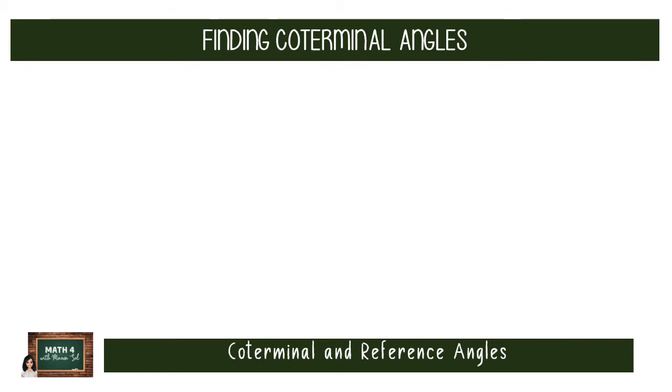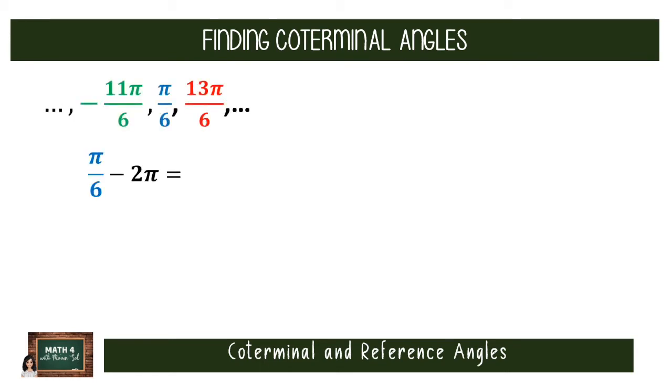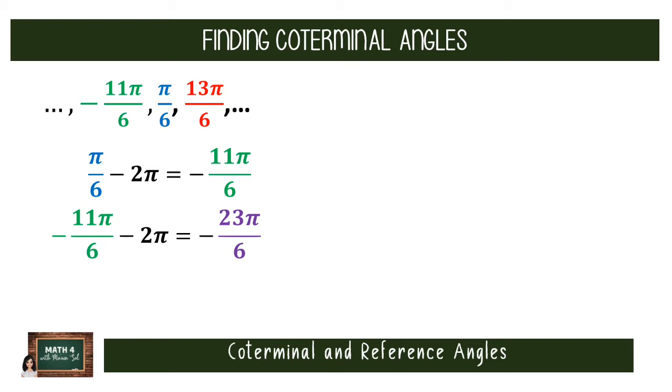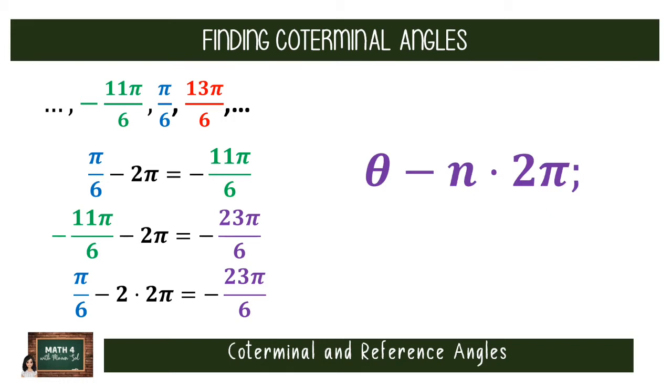Going back to the given angle pi over 6, if we subtract 2 pi from it, we will obtain -11 pi over 6, the largest negative angle coterminal with it. If we subtract 2 pi from -11 pi over 6, we obtain -23 pi over 6. This is equivalent to subtracting 2 times 2 pi, or 4 pi, from the given angle pi over 6. Did you see the pattern? It is actually theta minus n times 2 pi, where n is an element of the positive integers.